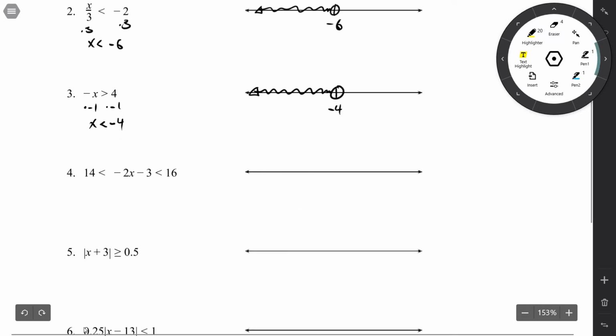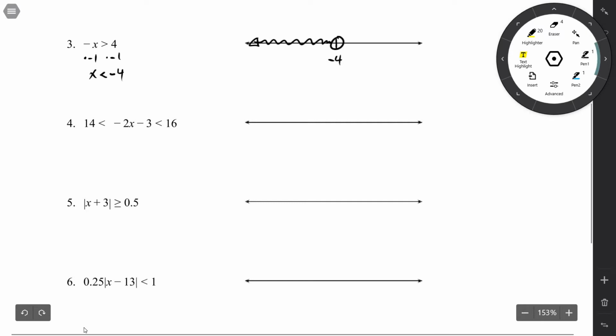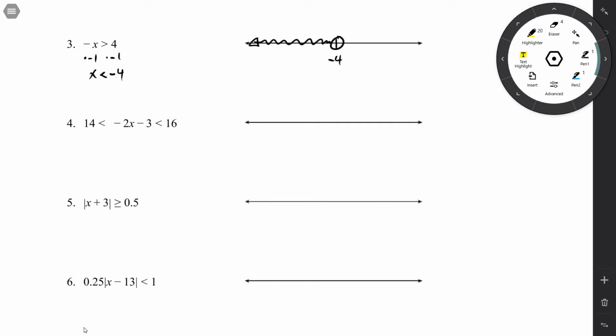All right, for a compound inequality, let's see. First thing I would do is just get the x by itself, so I would add 3 to all sides of this inequality. So you would have 17 is less than -2x is less than 19. Divide everything by -2.